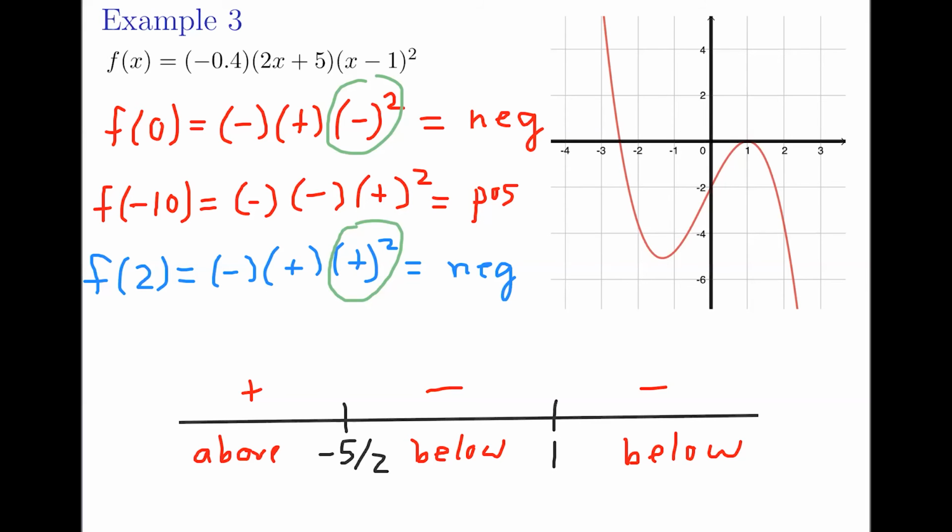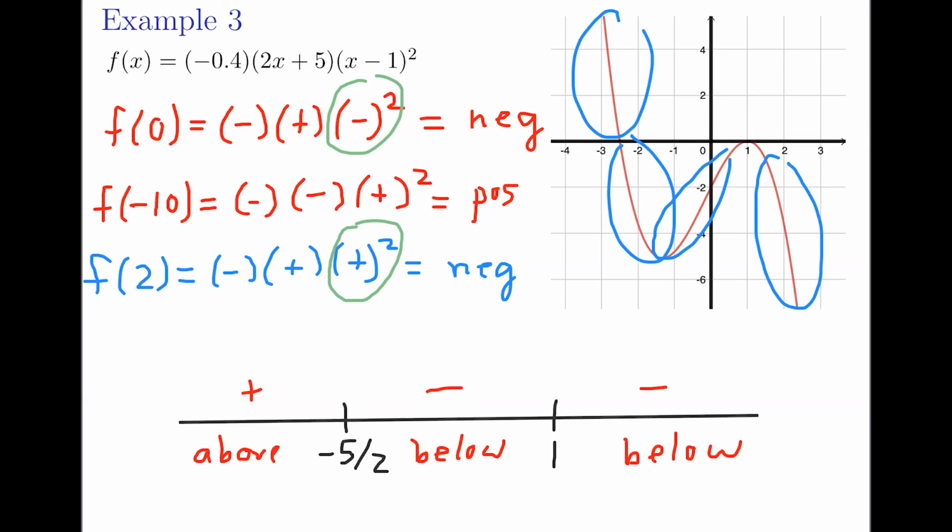Here's a nice version of that picture. And as advertised, the graph is below the x-axis over here. It's below the x-axis between negative 5/2 and 1. And then, of course, it's above the x-axis when we get to the left of negative 5/2.